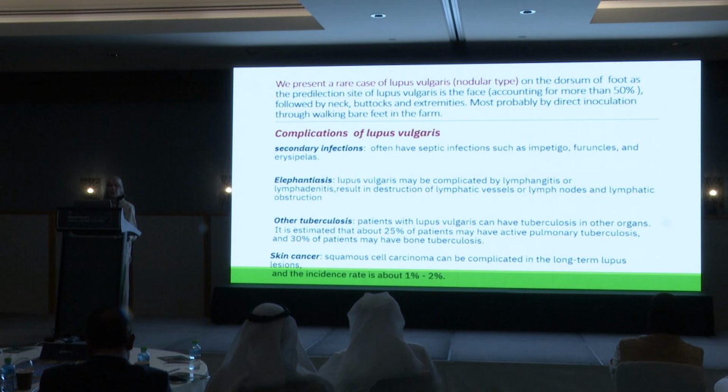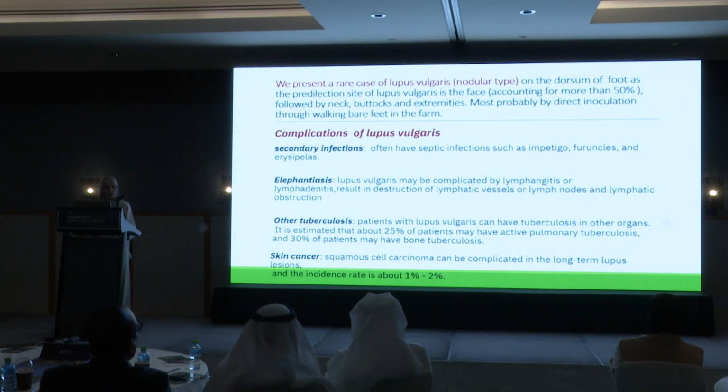Here we present a new case of lupus vulgaris. It is hypertrophic, tumor-like or nodular, on the dorsum of the foot. The predilection site of lupus vulgaris is the face, accounting for more than 50% of cases, followed by the legs, buttocks, and extremities. Most probably this case resulted from direct inoculation through walking barefoot in the farm.